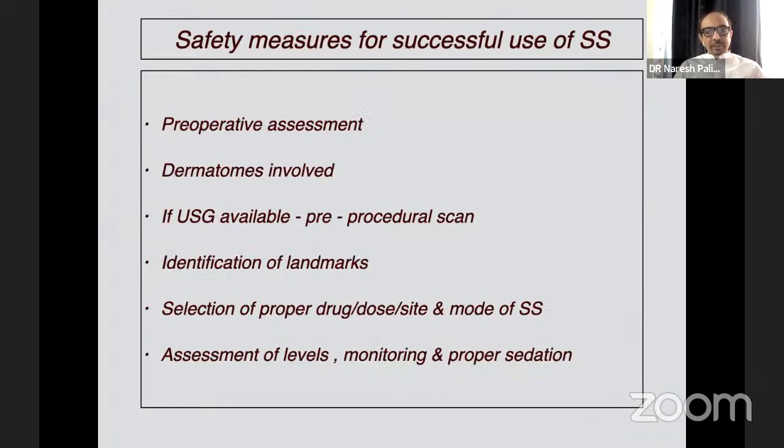There are some safety measures for successful use of segmental spinal. You need to do a thorough preoperative assessment. What are the dermatomes involved in that particular surgery? If ultrasound is available, you can do a pre-procedural scan. Identify the landmarks required for giving spinal, either by landmark technique or with the help of ultrasound. Selection of the proper drug, dose, site, and mode of segmental spinal according to your patient and surgery. After giving spinal, assessment of the levels, monitoring, and proper sedation as per need.